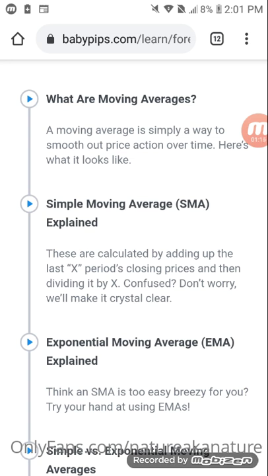So alright, gang, let's start with what is a moving average, and how to trade a moving average on the market. So let's begin. So what is a moving average?